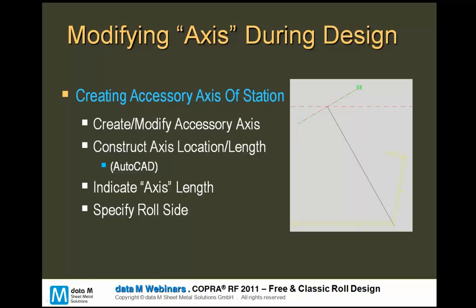During roll design, it's also possible to create accessory axes, and this could be a rotated axis. We'll create and modify an accessory axis with some simple construction in AutoCAD, specifying the axis location and length. And then we'll indicate this axis to Copra and specify a roll side. There are alternative ways of creating rotated axes by rotating side rolls also, but this is by far the simplest.